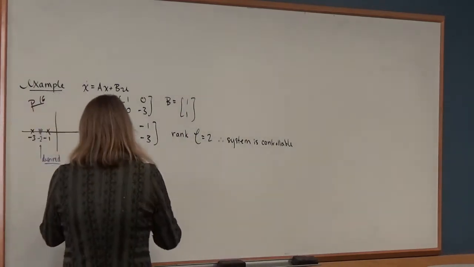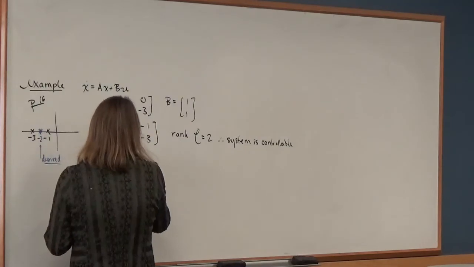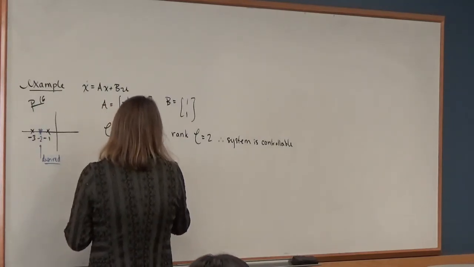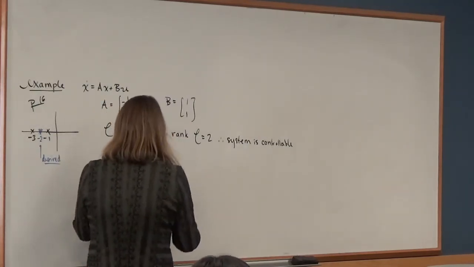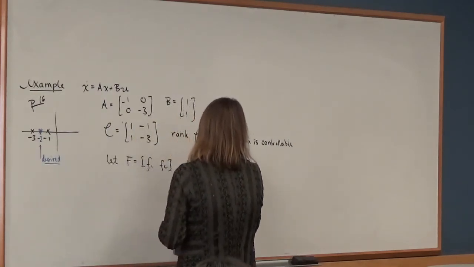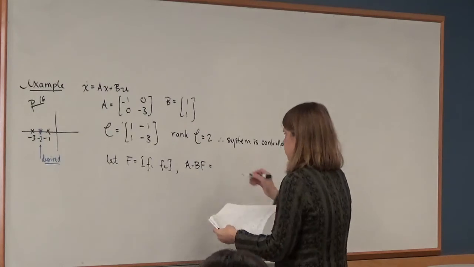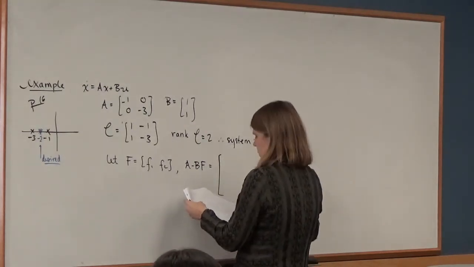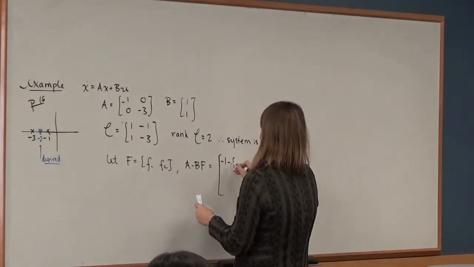It's a single input, single output system, so we're just going to let F be like we had in that example, F1, F2. We compute the actual characteristic polynomial of the closed loop system, so A minus BF. First, let's write out what that matrix is. -1.